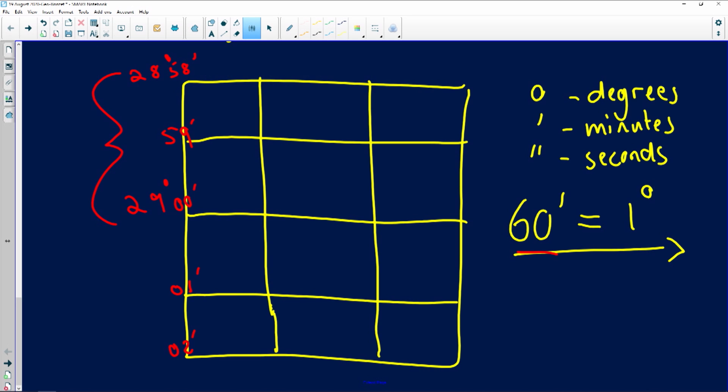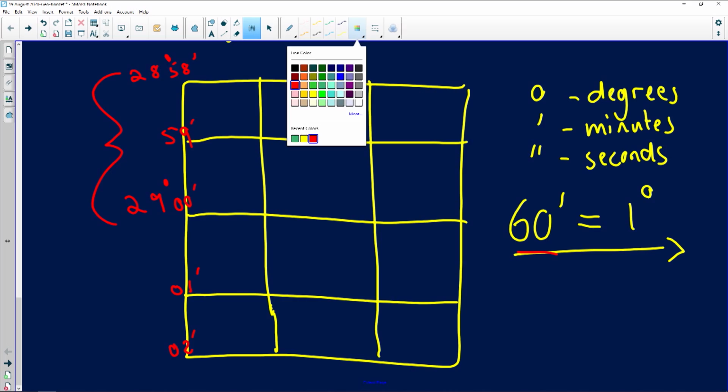As you can see, we went from 58 minutes to 59 minutes. We don't say 60 minutes. When you look at your watch, you don't refer to the move to the next hour as 12 hours and 60 minutes. No, we move over to 1 o'clock. Okay, vitally important. Remember, we're working with degrees, minutes, and seconds.